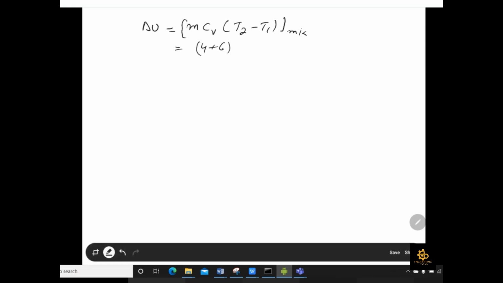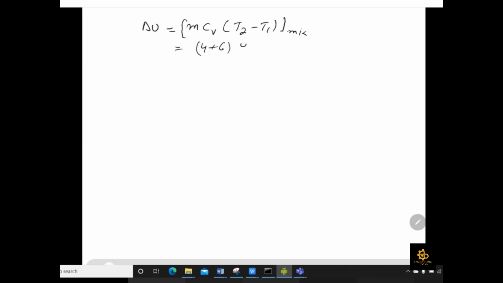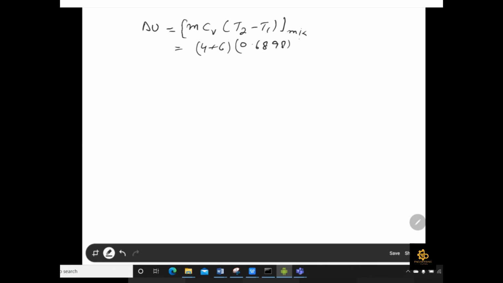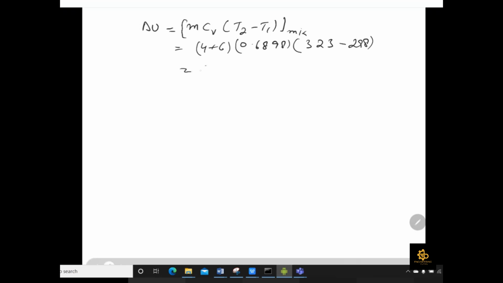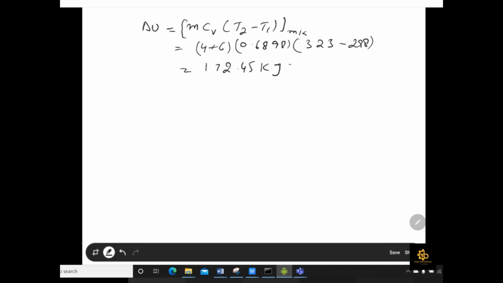For the Cv value here, we have to use the Cv value of the mixture, which we already found in the previous slide, which is 0.6898. You have to use the Cv value of the mixture. The T2 value is known to us from the question, which is 323, and the T1 value is 298. So you just have to solve this and you will get the 172.45 kilojoule value of delta U.